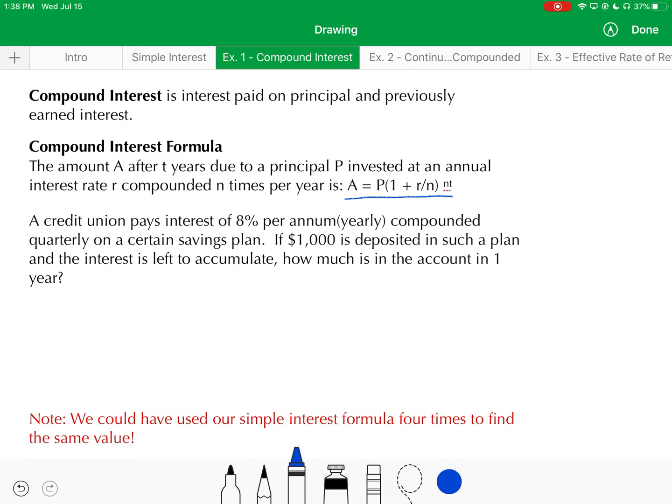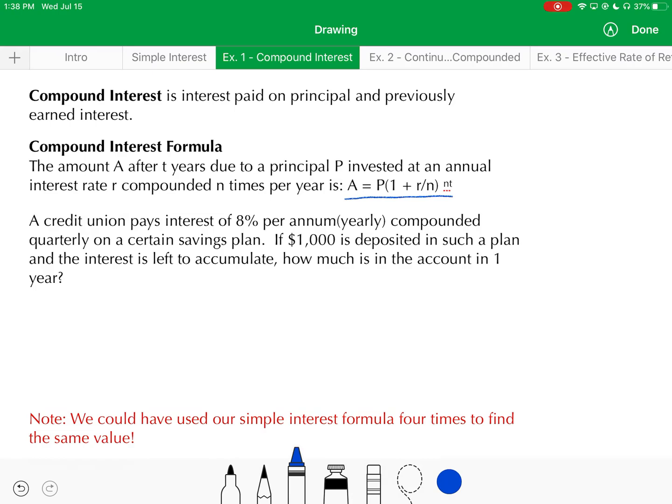Okay, so let's apply it to the scenario below. We have a credit union paying interest of 8% per annum, which just means yearly, compounded quarterly on a certain savings plan. If $1,000 is deposited in such a plan and the interest is just left to accumulate, meaning we don't add any more into it, how much is in the account in 1 year?